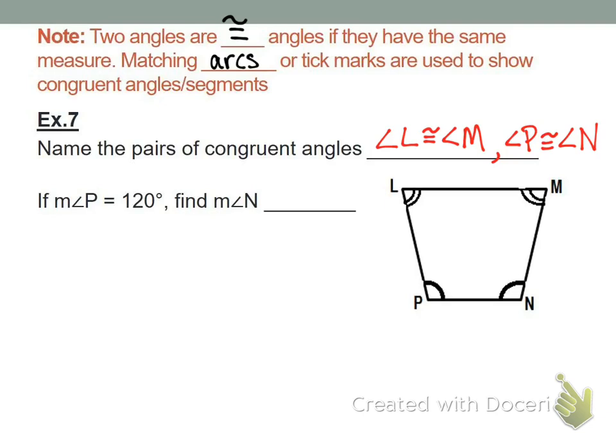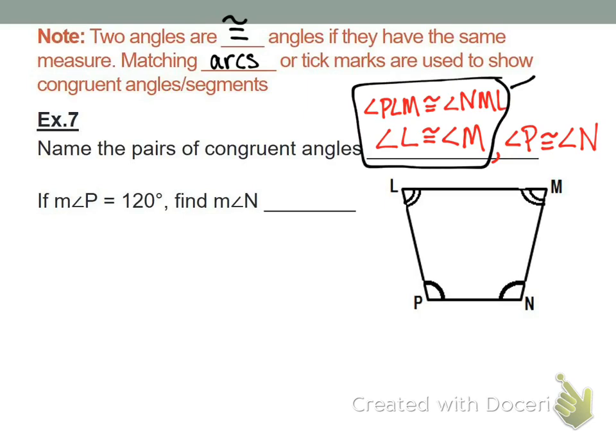Now, if you called angle L angle PLM, and you called angle M angle NML, you can name these with 3 letters. That's fine. These two statements, I'll put them in a box. These two statements are the same thing. Okay, same thing. Just listed 2 different ways. Questions, concerns about naming those pairs?